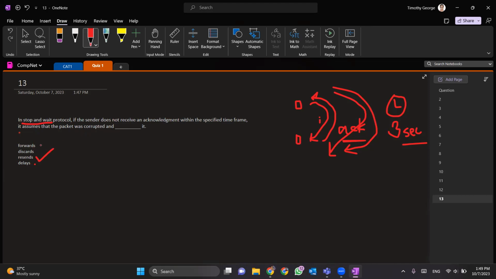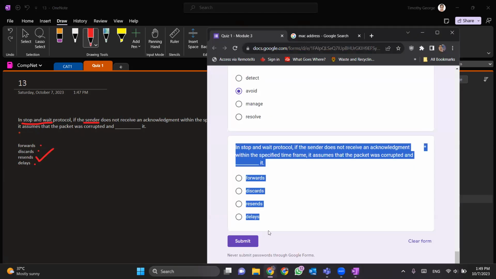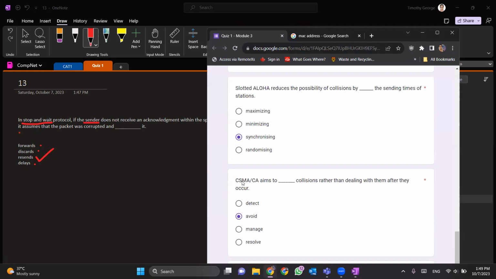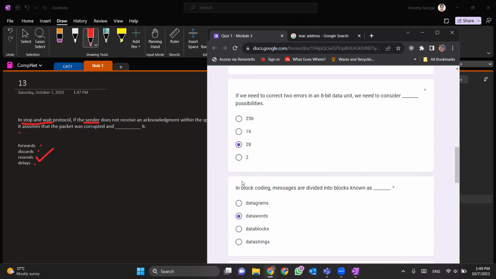It does not forward it. There's no forwarding because it's sending to one. It does not discard. If it was the receiver, it would discard, but it's the sender. And so it will try and send the packet again. So the answer for this question is resends. Okay, resends. I think we have answered all the questions.